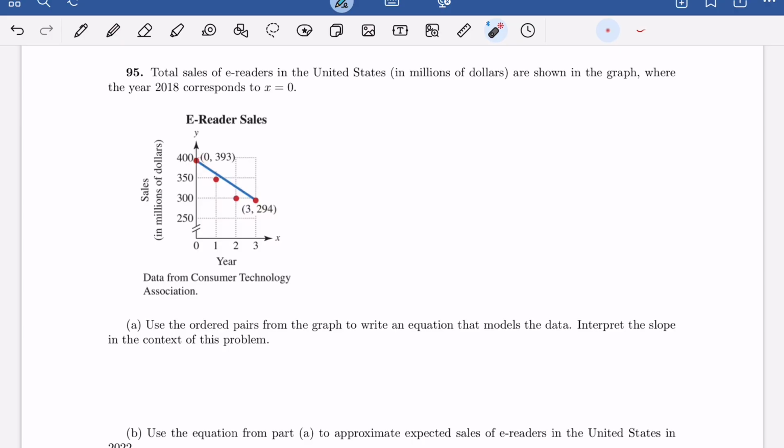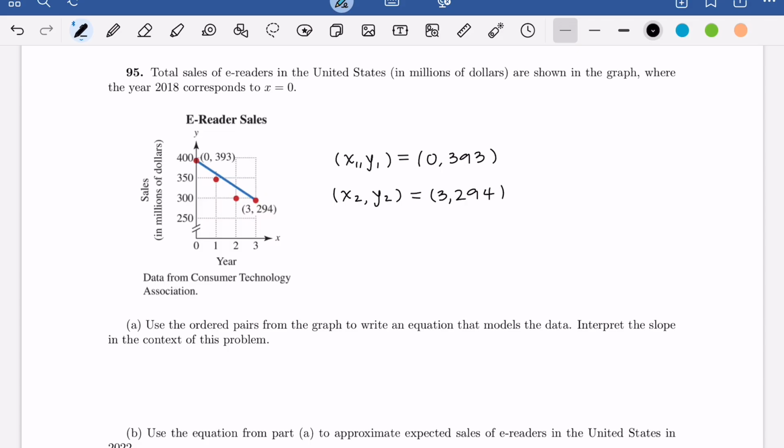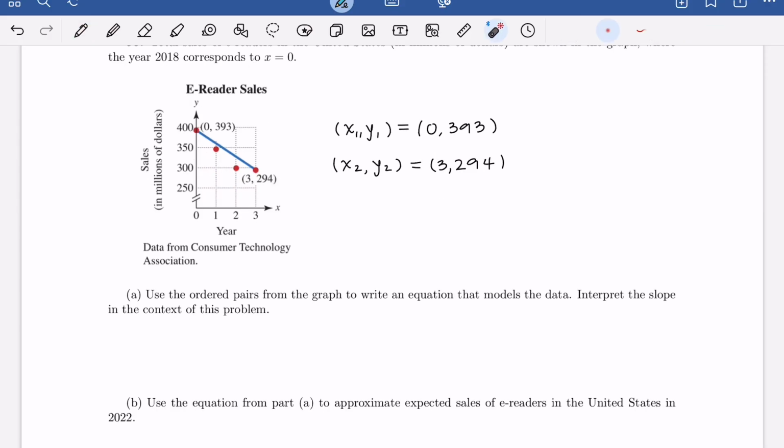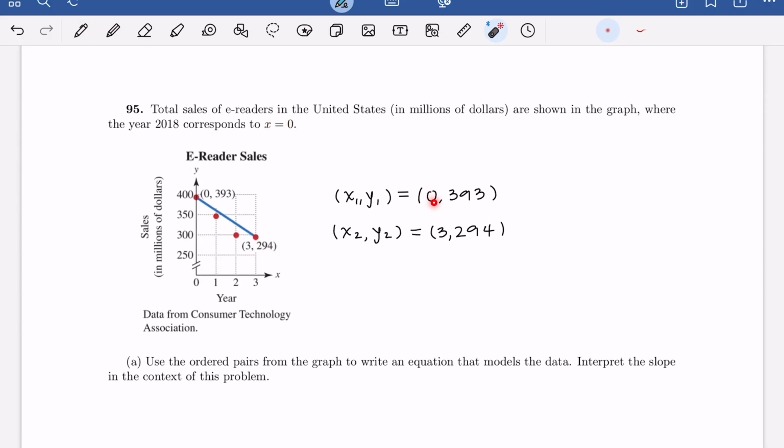We want to use the ordered pairs on this graph here to write an equation that models this data. We're going to interpret the slope in the context of this problem. So these ordered pairs here, let's go ahead and label them. I'm going to call my first ordered pair x1, y1. This is going to be 0, comma 393. Then my second ordered pair x2, y2 is going to be this guy, 3, comma 294. Okay, so what this is saying then is that in year 2018, since x is equal to 0 here, the total sales in e-readers was 393 million.